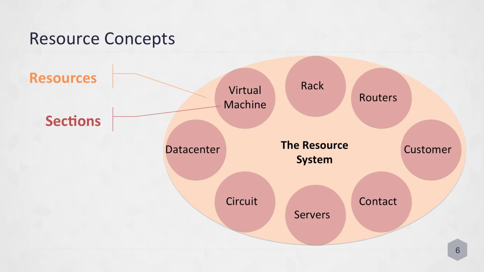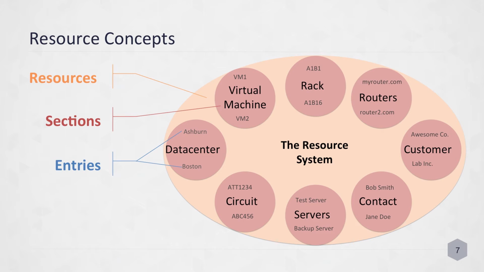The generic type of a resource is called a section. For example, you might have a server named Test Server, but its generic type of resource is a server, so we would associate Test Server with the section Server. The item itself, Test Server, would be an entry under the Server section. Think of an entry as the individual item you are tracking.